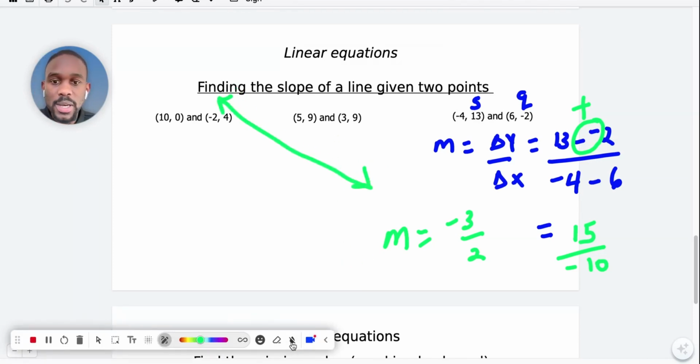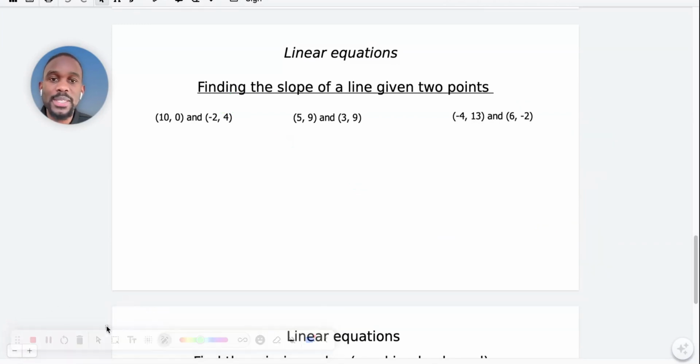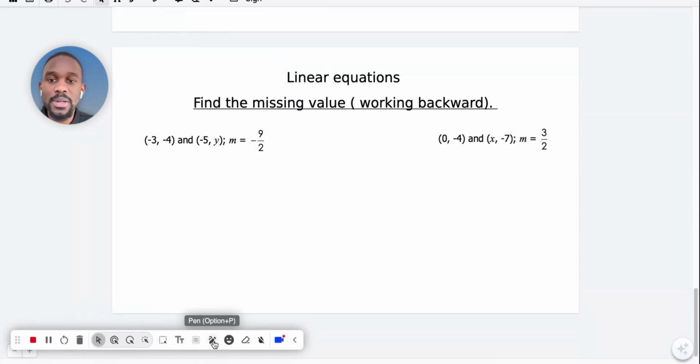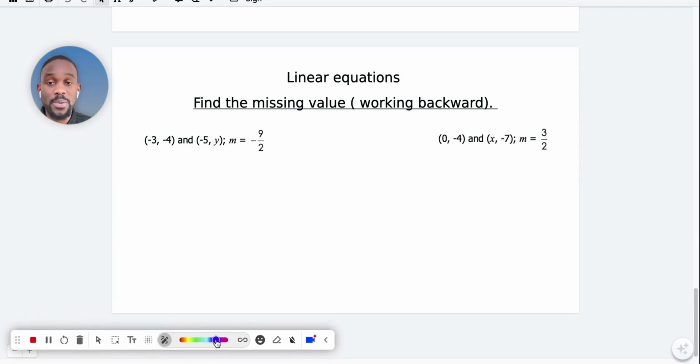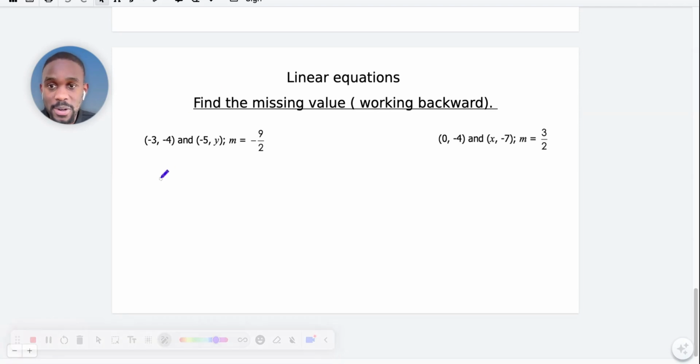All right, so let's look at what if they give us the slope and we're missing a coordinate. This is what I mean. In these problems, they're giving us a slope, but we're missing a coordinate. Here we're missing a y coordinate, and here we're missing an x coordinate. So we need to work backward and get the missing coordinate. Let's start from what we know. What we know is to get the slope, which is m, we're going to get the change in y and divide it by the change in x.